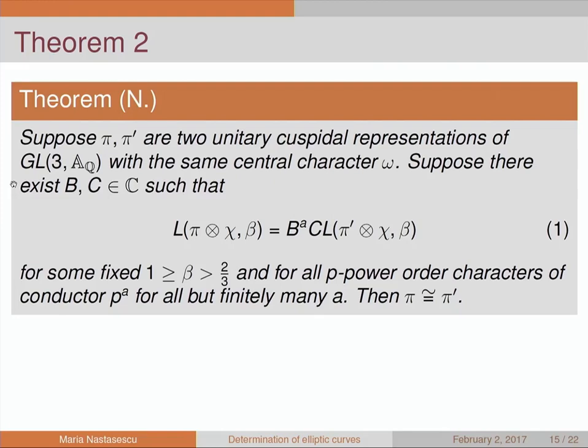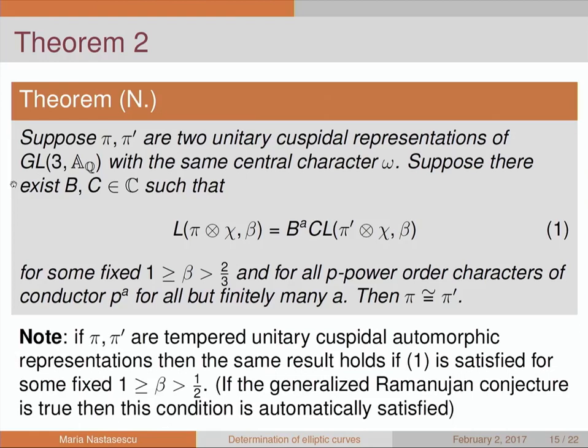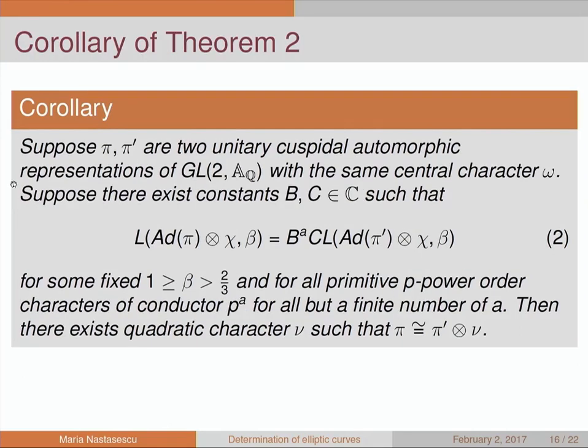OK, so my theorem that I show is the following. I show that if pi and pi prime are two unitary cuspidal automorphic representations of GL3 that have the same central character, and I have such an equality between the twisted L values at some fixed beta in this interval, then pi is isomorphic to pi prime. So for the elliptic curve case, I only need beta equal to 1, but I'm able to show better here. So if pi and pi prime are tempered, this interval can be further improved.